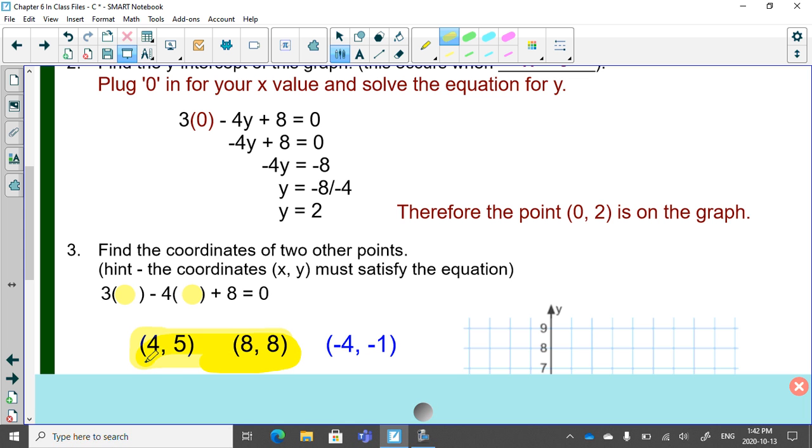But please note that you just have to find an x and a y to plug into this equation so that when you go 3 times this number, take away 4 times this number, and then you add 8, you get 0. That means you found a point on the line.